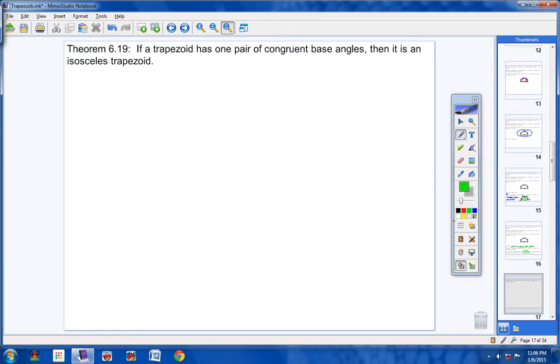Theorem 6.19. Please copy this in your notes, students. If a trapezoid has one pair, just one pair of congruent base angles, then it is an isosceles trapezoid. I'll pause a second while you copy this down.